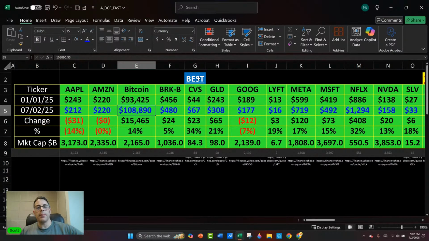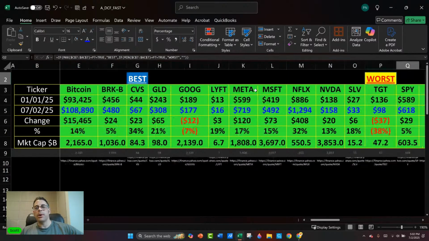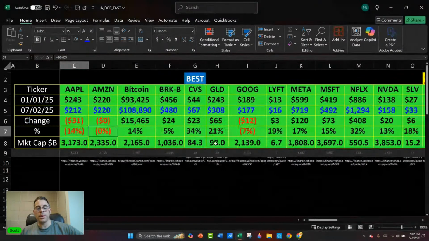So there's a formula on top. It looks into all the cells in row 7. And whatever is the best, that's what it says, best. And whatever is the worst, which is Target, not Tesla anymore. Target's the worst.